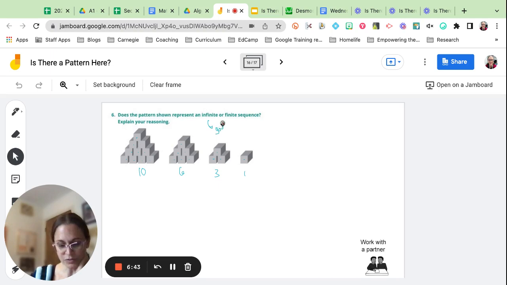Remember, infinite means goes on forever. Finite means eventually it stops. So you've had a minute to talk with your partner. Let's hear from somebody. Is this a finite sequence? Does it stop? If you think it stops, raise your hand and tell us why. Now let's hear from somebody on the other side. If you think this is an infinite sequence and it would go on forever, explain why.